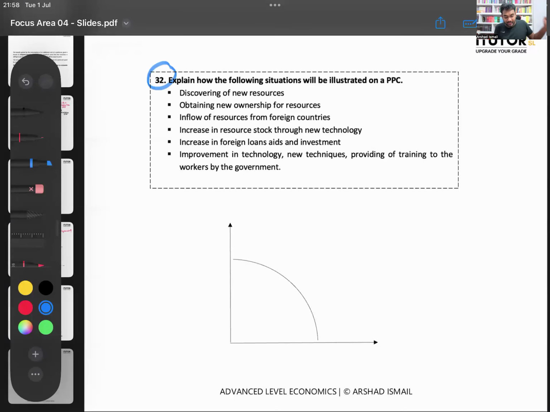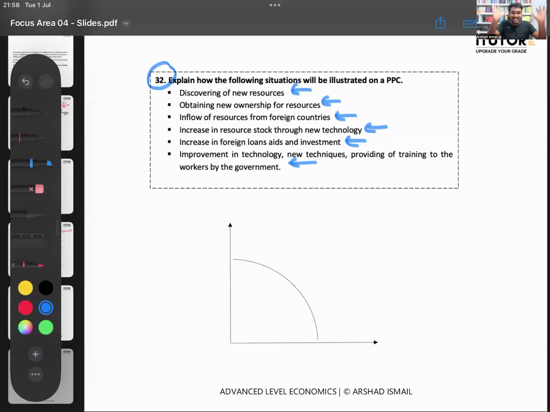Question 16, I have 2 minutes more. Explain how the following situations will be illustrated on a PPC. There is only one PPC line because the answer for all of this is the same. I want you all to think of the opposite. Can you tell me what will happen to your PPC if you discover new resources, if you obtain ownership of resources, if you get more inflows from foreign countries, if your resource stock and technology improves, if you get more and more foreign loans, if your tech and techniques improve? All of it, what happens? These are all, remember that thing I told you, determinants changing.